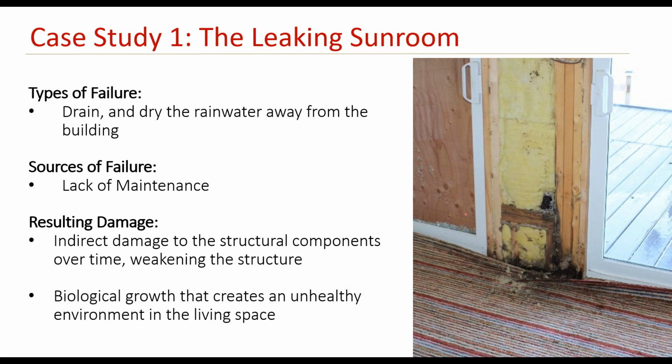Now, analyzing the case that we have here, we see that the type of failure was failure to drain and dry the rainwater away from the building. The sources of failure were mainly lack of maintenance and also poor workmanship, but that was spotted at other locations, not at this location here. The resulting damage was indirect damage to the structural components that took place over time, weakening the structure. Also, a major type of damage that we experienced here was the biological growth that created an unhealthy environment in the living space.